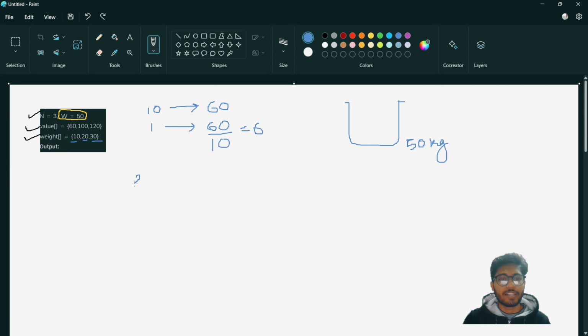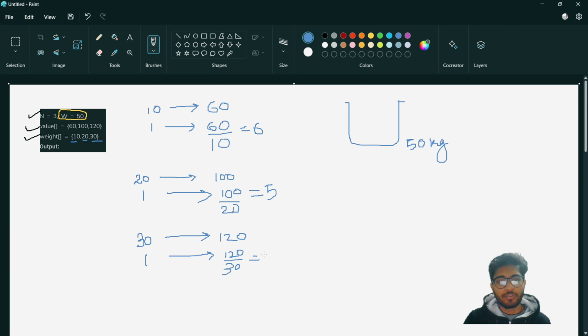And if we consider the second product, the weight given is 20 and the value is 100. So for 1 unit, what will be the price? 100 by 20, that is equal to 5. And lastly, we take the last product that has a weight of 30 and the value given is 120. So for 1 unit, the price will be 120 by 30, that is 4.